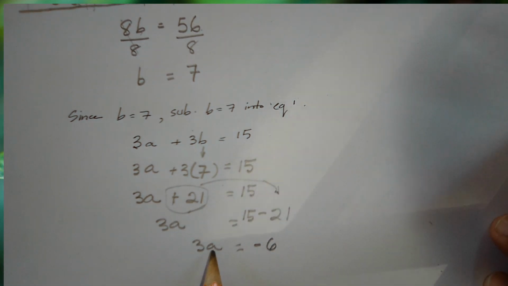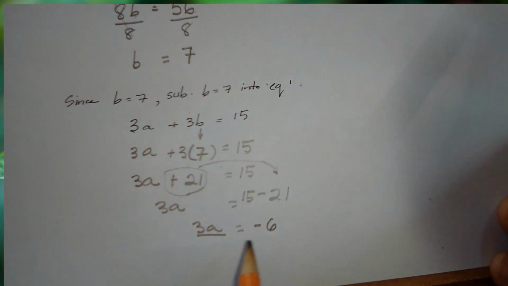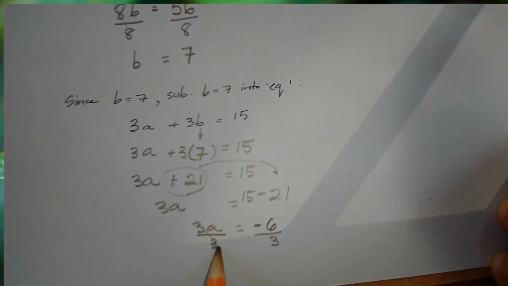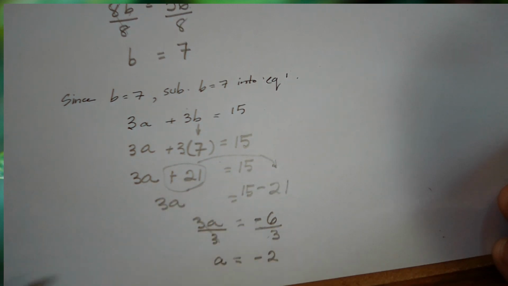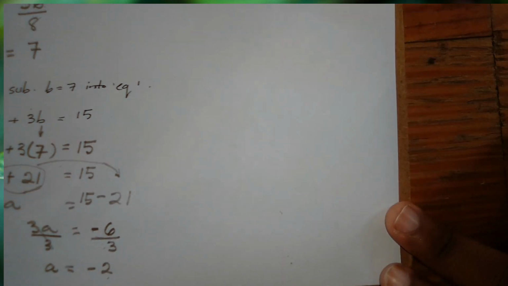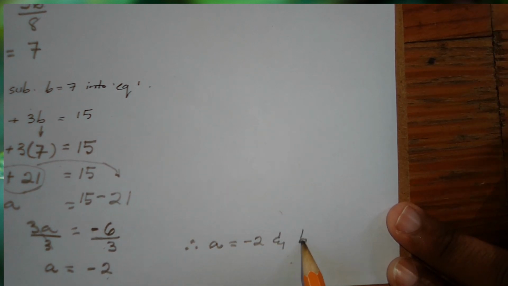So to get this a on its own, I need to divide both sides by 3. When I do this, a is going to be equal to not 2, but negative 2, because negative divided by positive will give us a negative. So to clean it all up, a is equal to negative 2 and b is equal to 7.